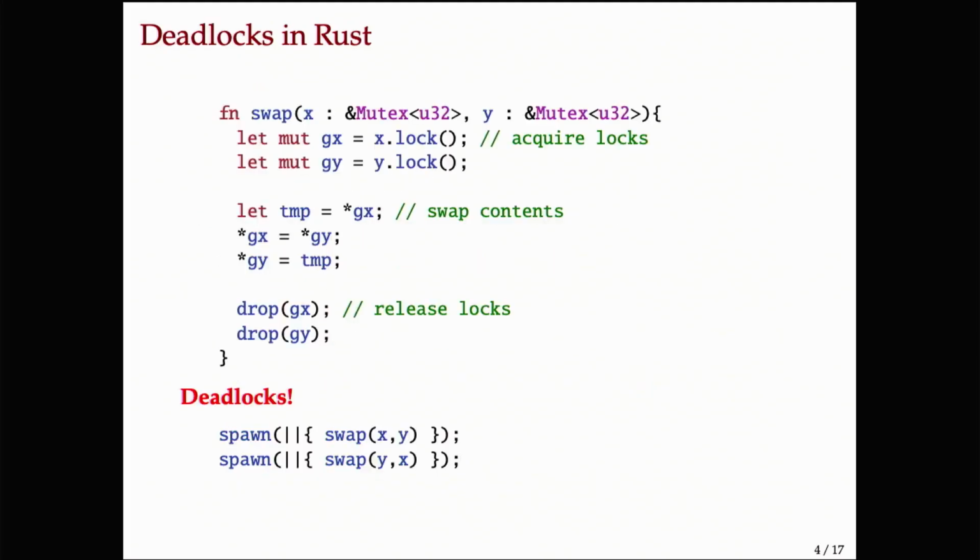There's a second problem, which is deadlocks. Let me give you an example of that. Here we have a swap function. This swap function takes two mutexes. It acquires them both, swaps their contents, and then drops the lock guards to release the locks. Well, this function seems fine, but if we spawn two threads which do this swap operation in a different order, it can happen that both threads acquire the first lock and then they are both stuck on the second lock, so we have a deadlock.